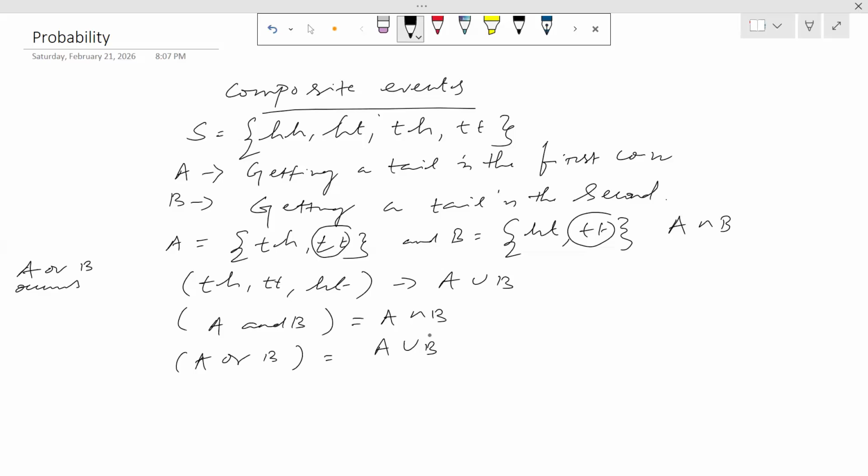Now two events E1 and E2 are called mutually exclusive if E1 and E2 cannot occur simultaneously. Okay. Two events E1 and E2 are called mutually exclusive if E1 and E2 cannot occur simultaneously. That is basically E1 intersection E2 is null. Okay.